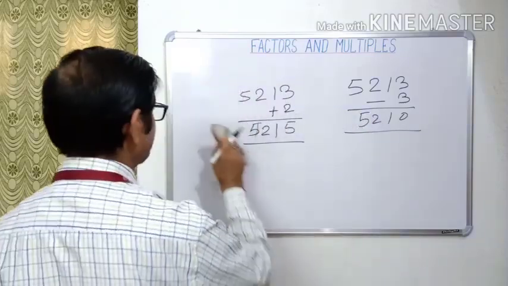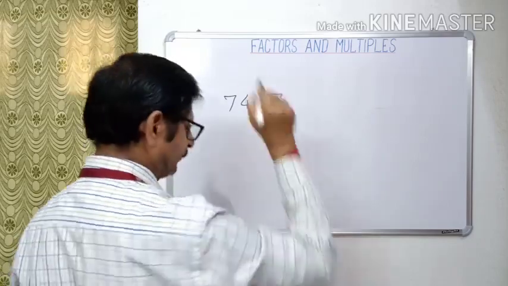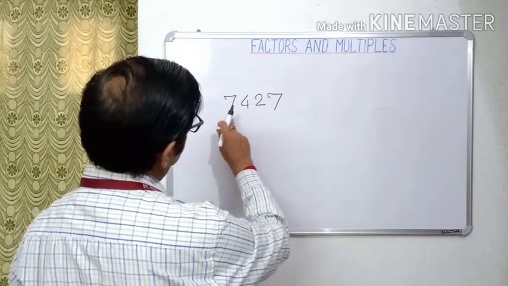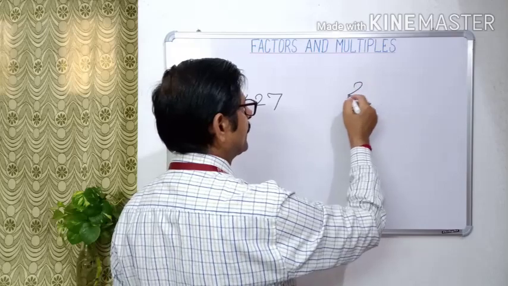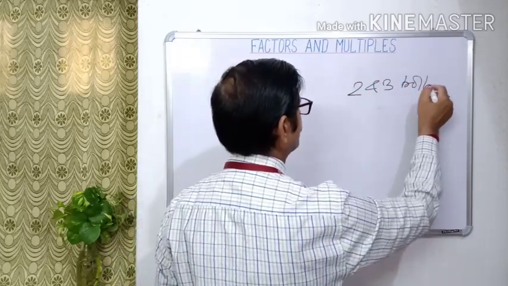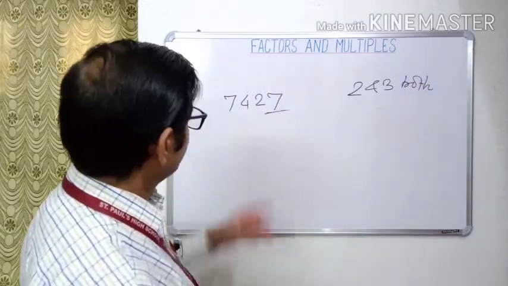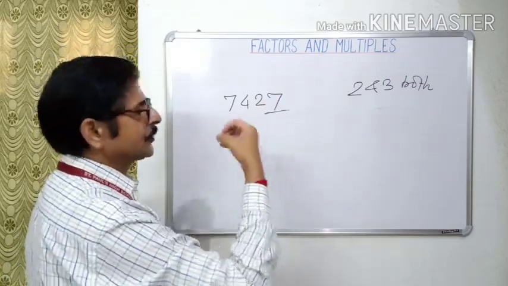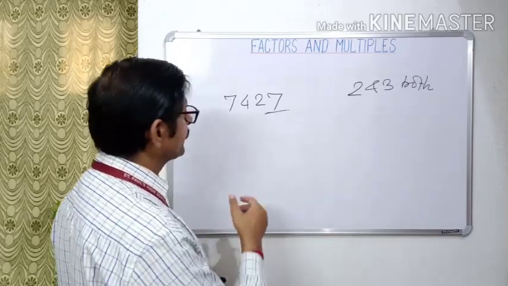Now for 6, is it divisible by 6? No. For 6, a number is divisible by 6 if it is divisible by 2 and 3 both. As this number has an odd digit in its ones place, it is not divisible by 2. So there is no question of it being divisible by 6. So what should we do?